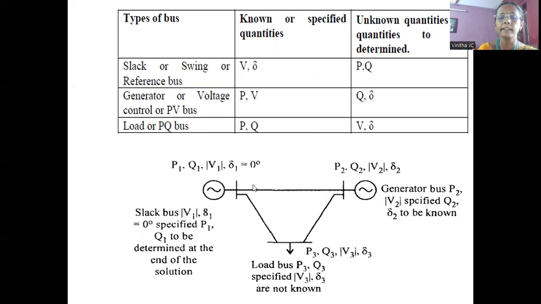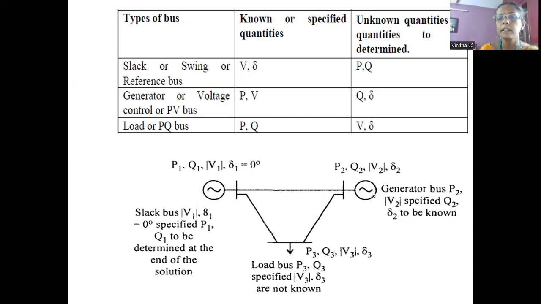These three types of buses are represented in a simple single line diagram. Normally, one of the generator buses is chosen as the slack bus. Here, the first bus, a generator bus, is chosen as the slack bus. For this bus, the specified quantities are V1 and δ, and after solving the load flow equations, P1 and Q1 will be calculated. So what does this one represent? One represents the first bus.